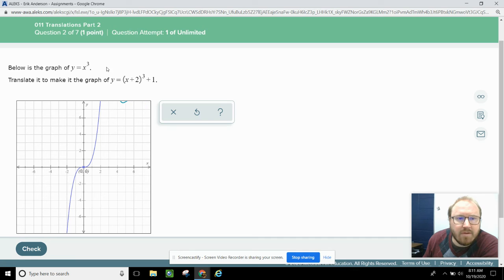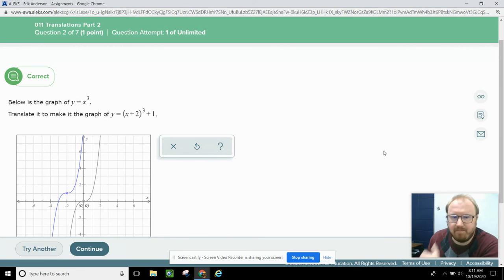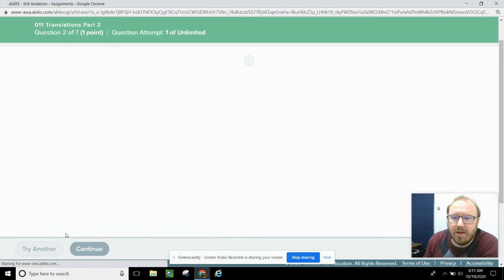Below is a graph of x cubed, and we want to do x plus 2 cubed plus 1. Now, there's a plus 2 before we cube, so that's an inside change. So that's going to move it to the left 2 units. And the plus 1 is going to move it up, since it's on the outside of the cube. So really be thinking about inside and outside functions. So let's check that and try another.